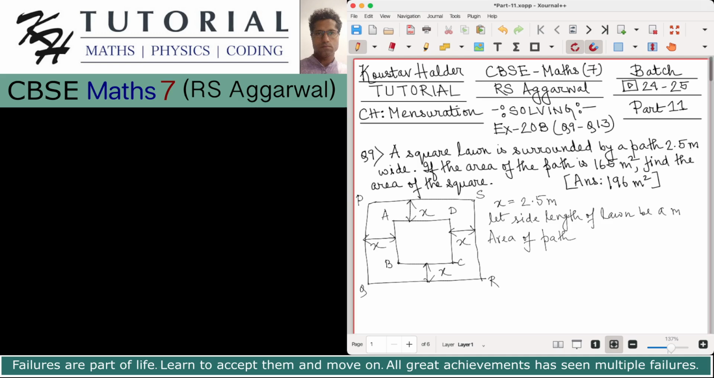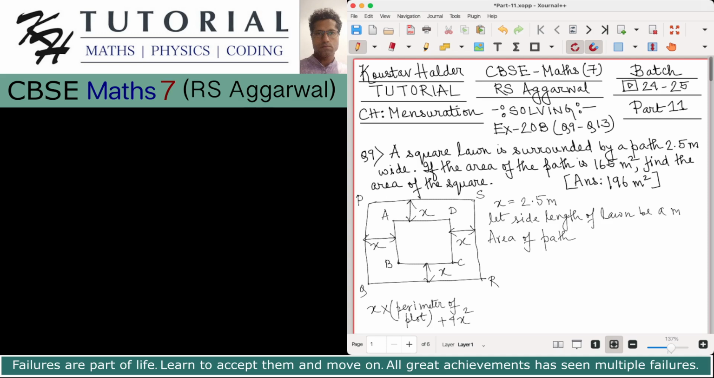Now there is a quick formula I have already discussed, that when the path is outside a rectangular plot, the area of the path is x multiplied by perimeter of plot plus 4x square, where x is the width of the path. But unfortunately, you cannot apply this formula directly. You have to solve in a step-by-step way.